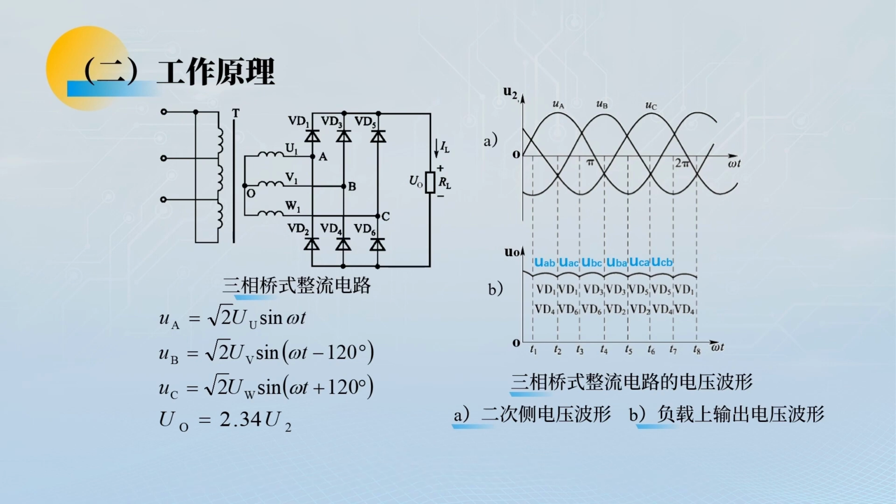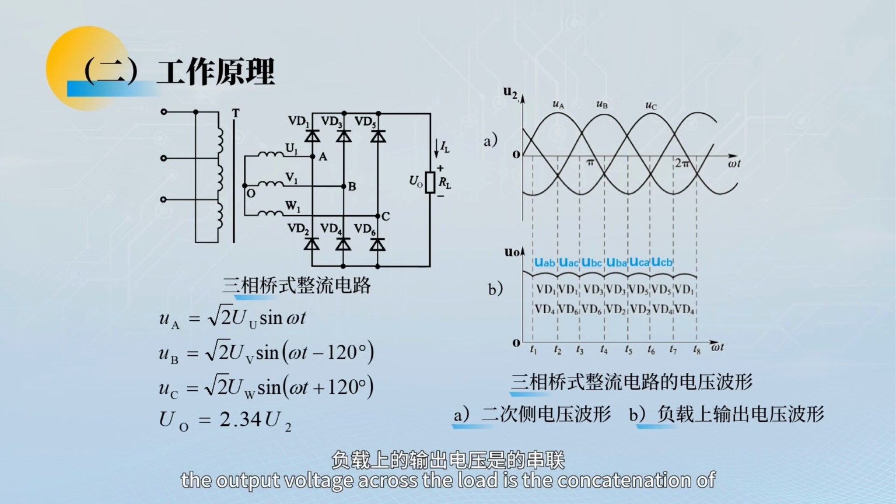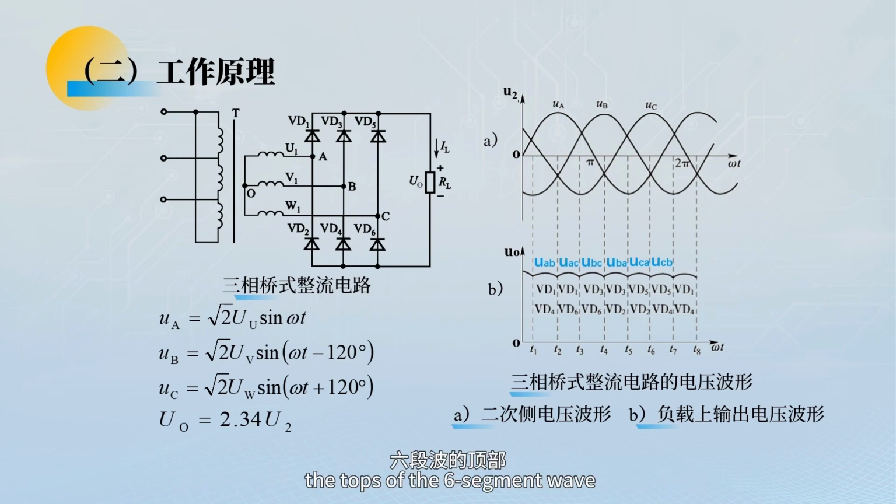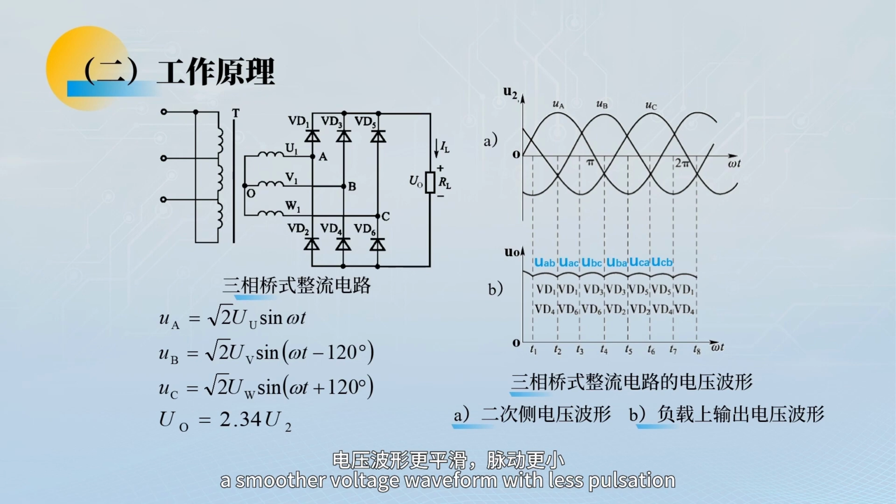In this way, in one cycle, the output voltage across the load is the concatenation of the tops of the 6-segment wave, and the average value of the output DC voltage is UO equals 2.34 U2. Compared with single-phase rectifier circuits, three-phase bridge rectifier circuits output a smoother voltage waveform with less pulsation.